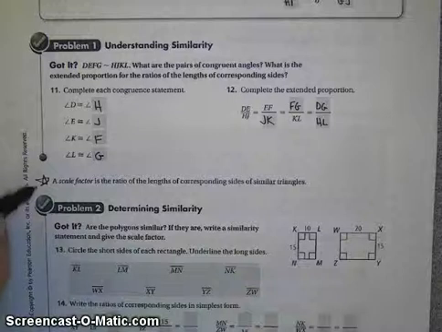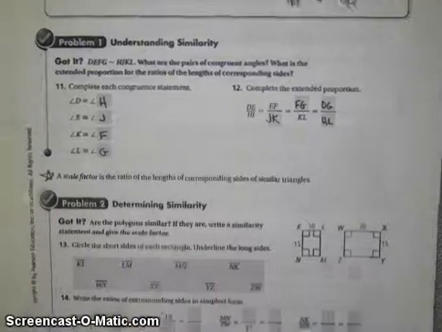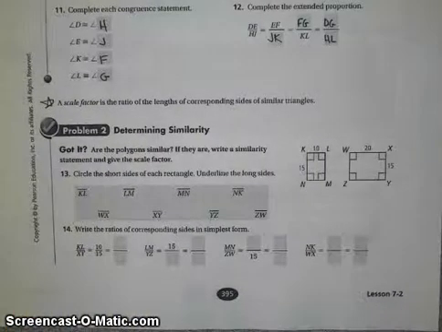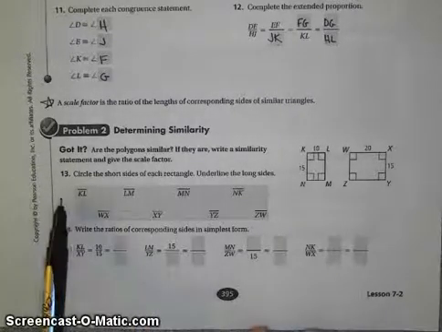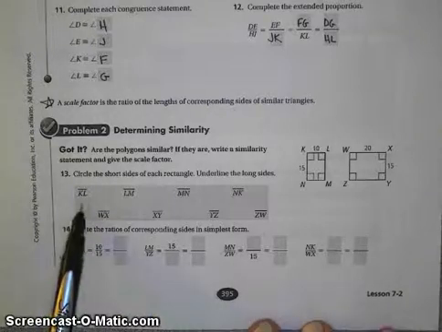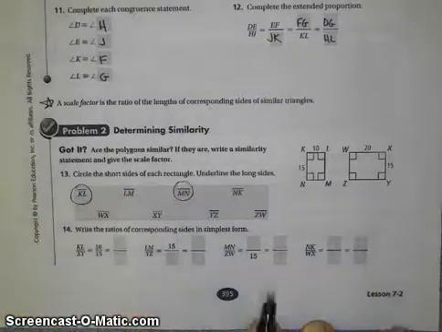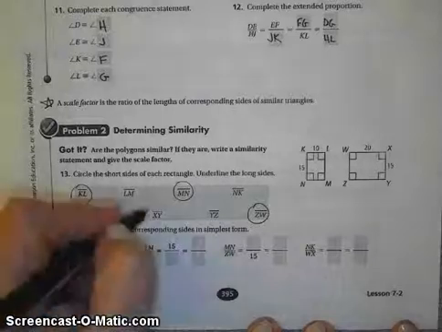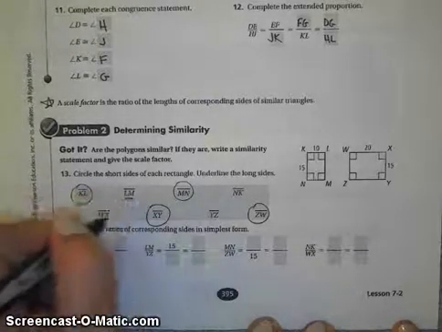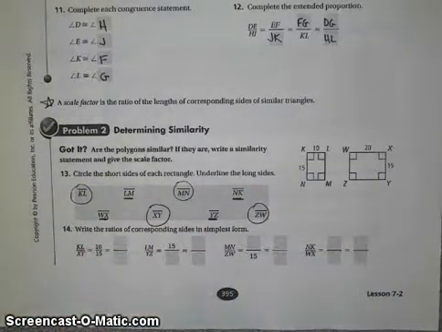A key word here is scale factor. A scale factor is the ratio of the lengths of corresponding sides of similar triangles. When we determine similarity, you want to make sure you match up corresponding sides. If we circle the short sides of each rectangle, KL is a short side, NM, or MN, is a short side, WZ, and XY. And then the long sides would be the four remaining pairs. You want to make sure when you're doing ratios that you compare corresponding parts.